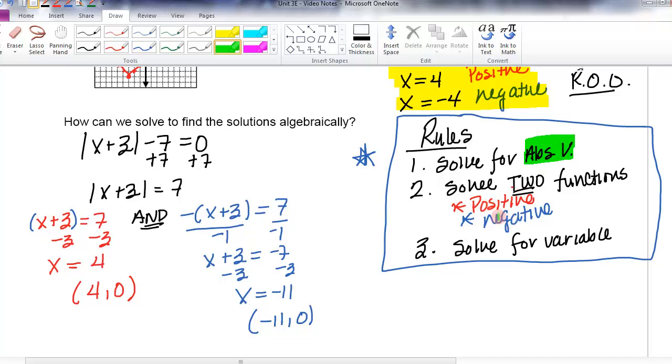So again, let's review the rules. We'll scroll up to the top again. That's all you need for all of these. It doesn't matter what it is. If you can master these rules and follow them, just like baking a cake, you're set for these. Again, the rules are: solve for the absolute value first. After that, write a positive and a negative version of that function. Make sure that you use parentheses with that negative, so you clean that out correctly. And then finally, you solve for the variable.